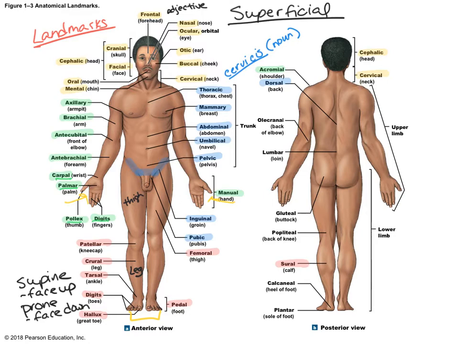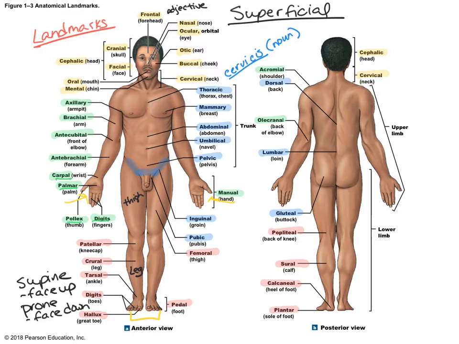The back of the elbow is called olecranon. The low back area is called lumbar, and the layman's term for that is loin. The buttocks area is called the gluteal area. The back of the knee is popliteal. The back of the leg or the calf area is called sural. The heel bone is called calcaneal. And the bottom of the foot, the sole of the foot, is plantar.